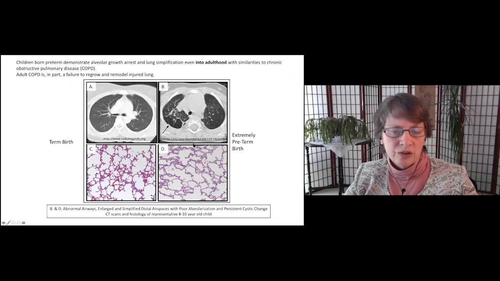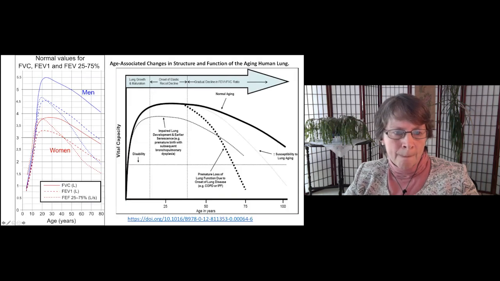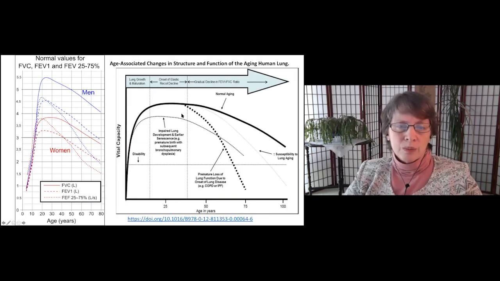This is just at 10 years of age. Again, simplification and evidence of gas trapping and cystic changes in these lungs. And it's not just those that are born prematurely.